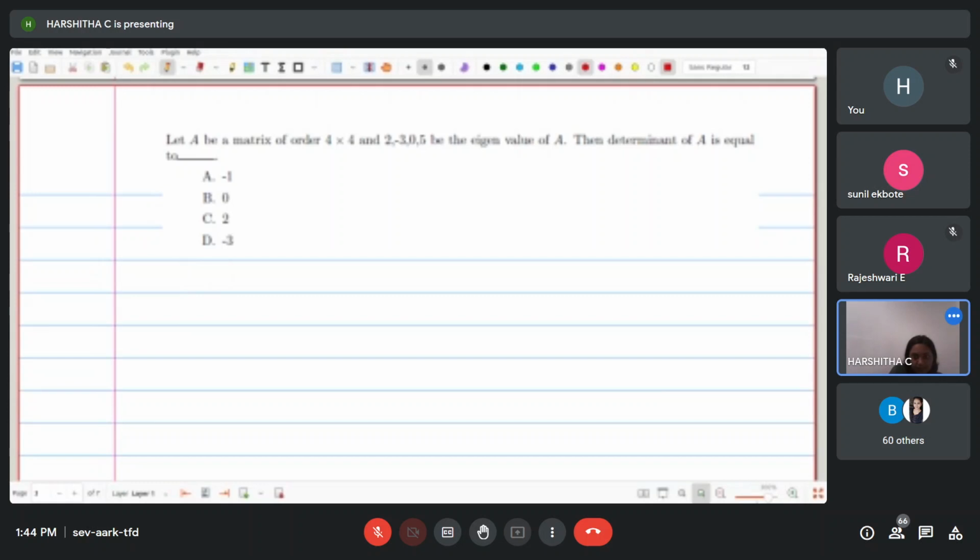Any more questions? Okay, we'll move on to the next question. Let A be a matrix of order 4 cross 4, and 2, minus 3, 0, 5 be the eigenvalues of A. Then the determinant of A is equal to.